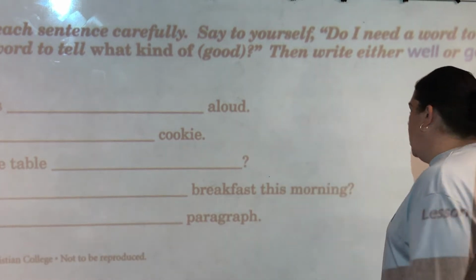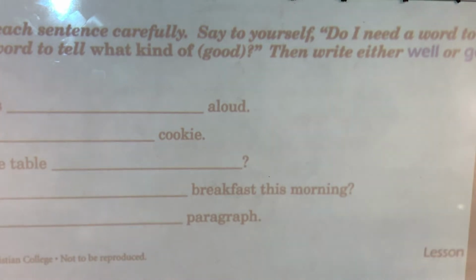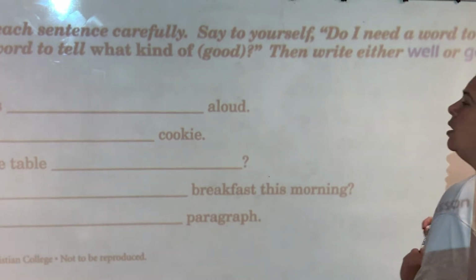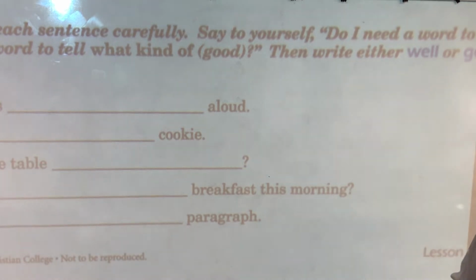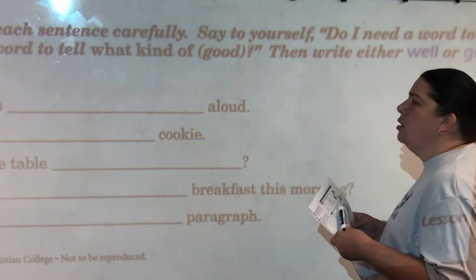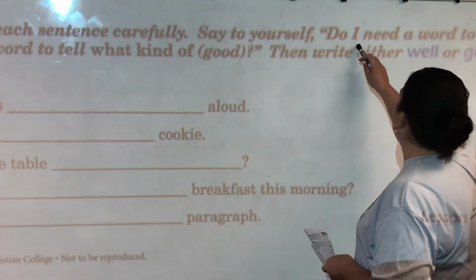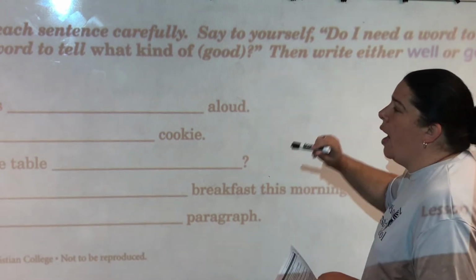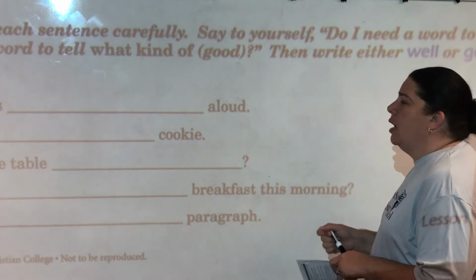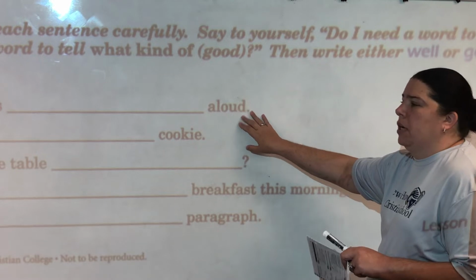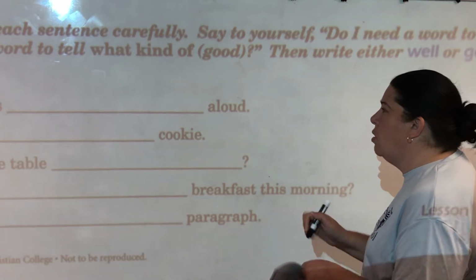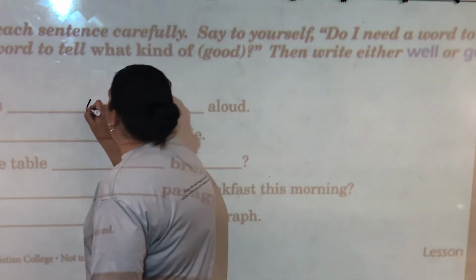So number 1. Our class reads well aloud. Our class reads good aloud. Okay? So are we saying, do I need the word to tell how or what kind? Are we talking about how we read or what kind we read? We're talking about how. So you need the word well.